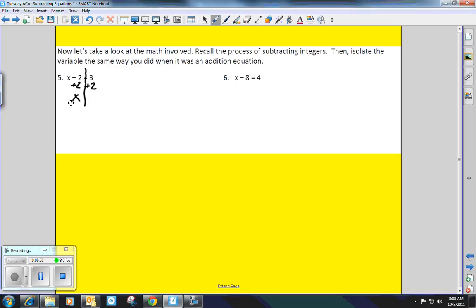I have x on the left side. I have 3 plus 2 on the right side, which is 5. Now remember, this line here means equals. So now x equals 5.